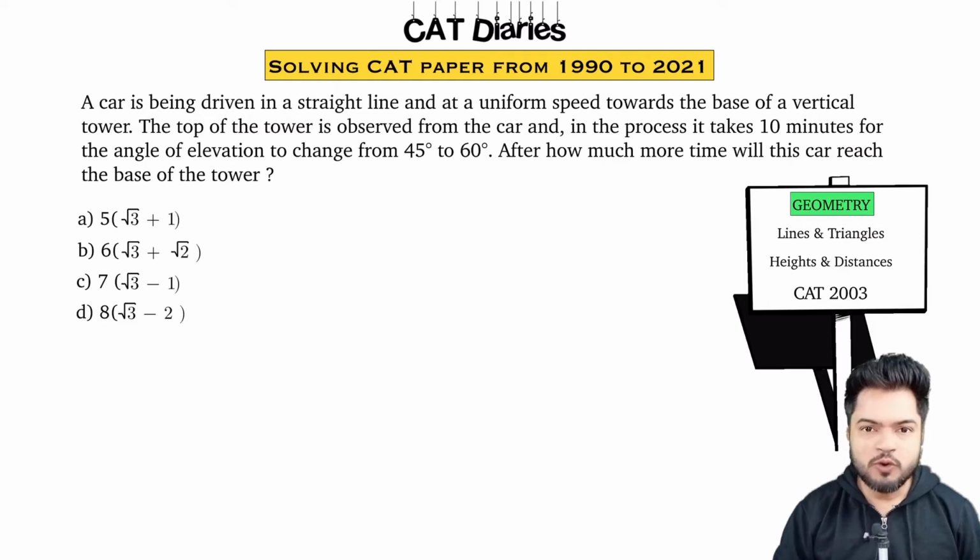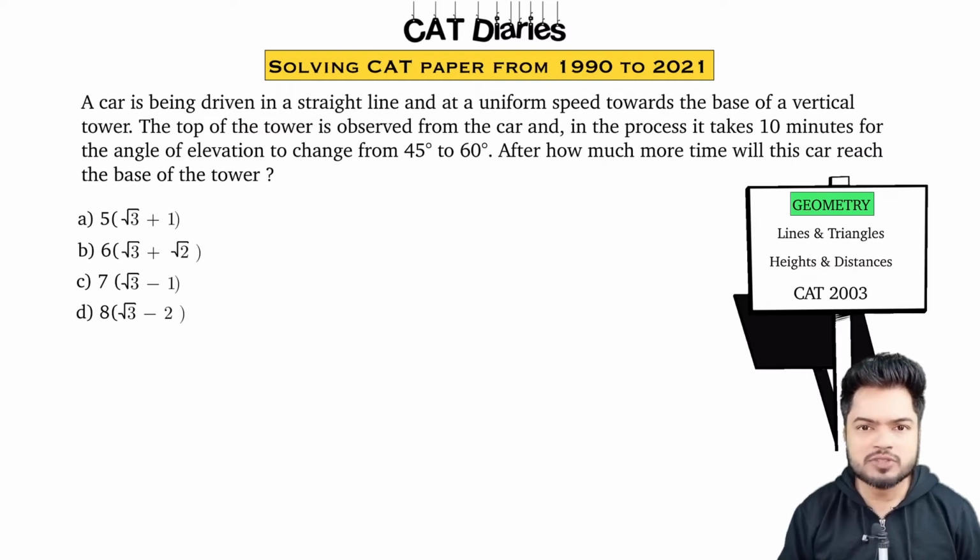So if you open any booklet or the reference book for CAT, you will find this as a separate chapter only on this, called heights and distances. Okay, but you don't need a chapter. It's just a concept which is being taken from lines and triangles. So we'll solve it here only and we'll understand what is there in this chapter.